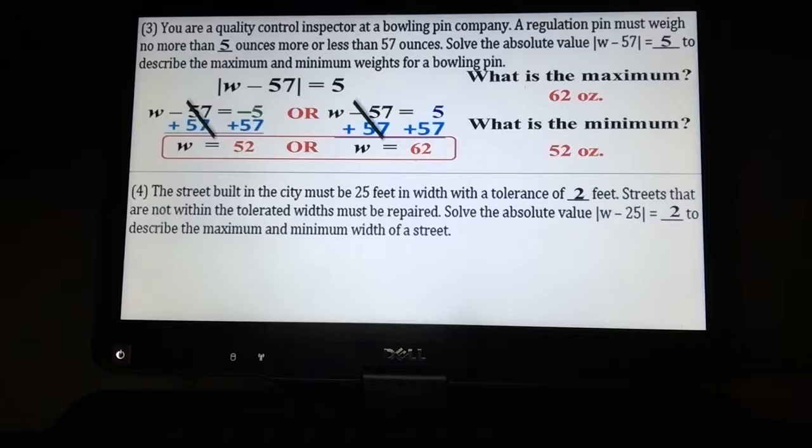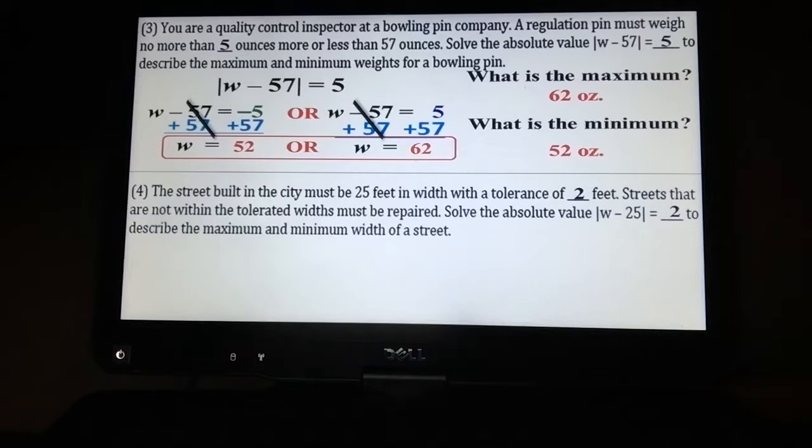All right, guys, for number 4, I'm going to read this for you, and then I'm going to let you guys try it on your own. It says, the street built in the city must be 25 feet in width with a tolerance of 2 feet. Streets that are not within the tolerance width must be repaired. Solve the absolute value of W minus 25 equals 2 to determine the maximum and minimum width of the street. Go ahead and do this on your own, and again, you have to describe the maximum and minimum of this problem. Go ahead and do that right now.